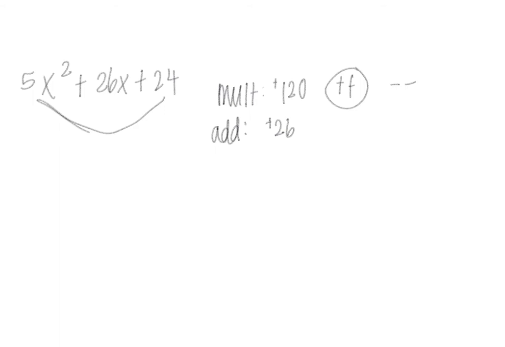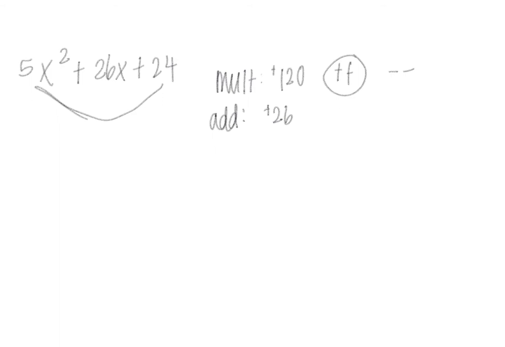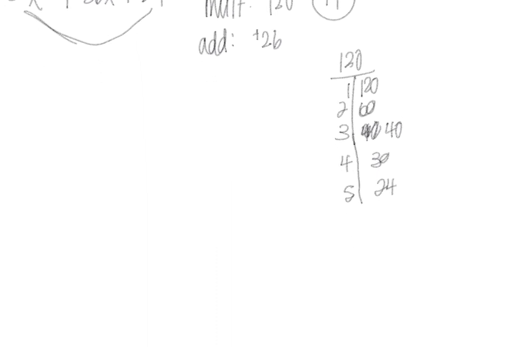So 120, let's see, 1 and 120, 2 and 60, 3 and 40. What a dummy. Yeah, no, that's it. 3 and 40, 4 and 30, 5 and 24, 6 and 20. That's it.